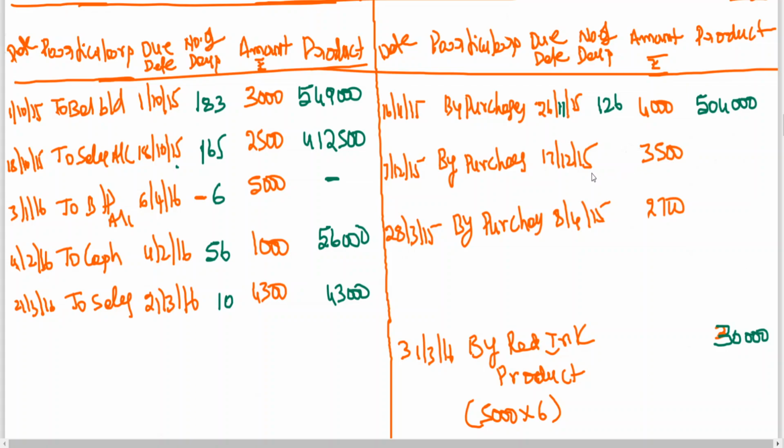Next, 17th December 15 we are having here. How many days are there in December? 31 days. 31 minus 17, you are having 14. 14 days December, January 31, February 29, since it's a leap year, March 31. It is coming to 105 days. 105 days into 3,500 is 3,67,500.